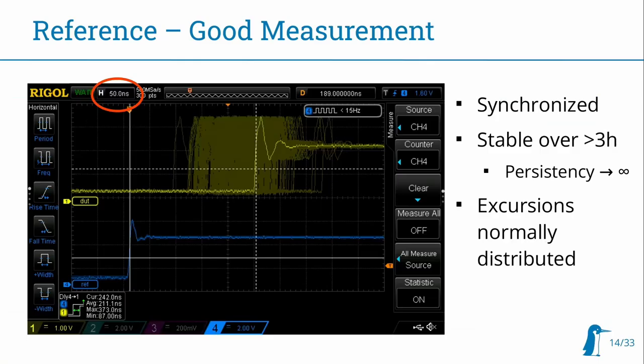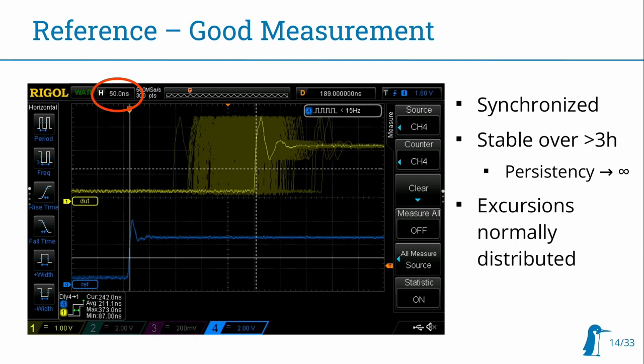I ran the test for over 3 hours. I basically pumped the persistence of my scope to infinity. And I observed normally distributed excursions, because of course there's a control loop running that synchronizes your hardware clock. That's what you'd expect for a not too well tuned, but more or less out of the box system. And yeah, we have that blue trace, that's the reference clock, and the yellow one is the device under test. And we will look into some failure modes I encountered.